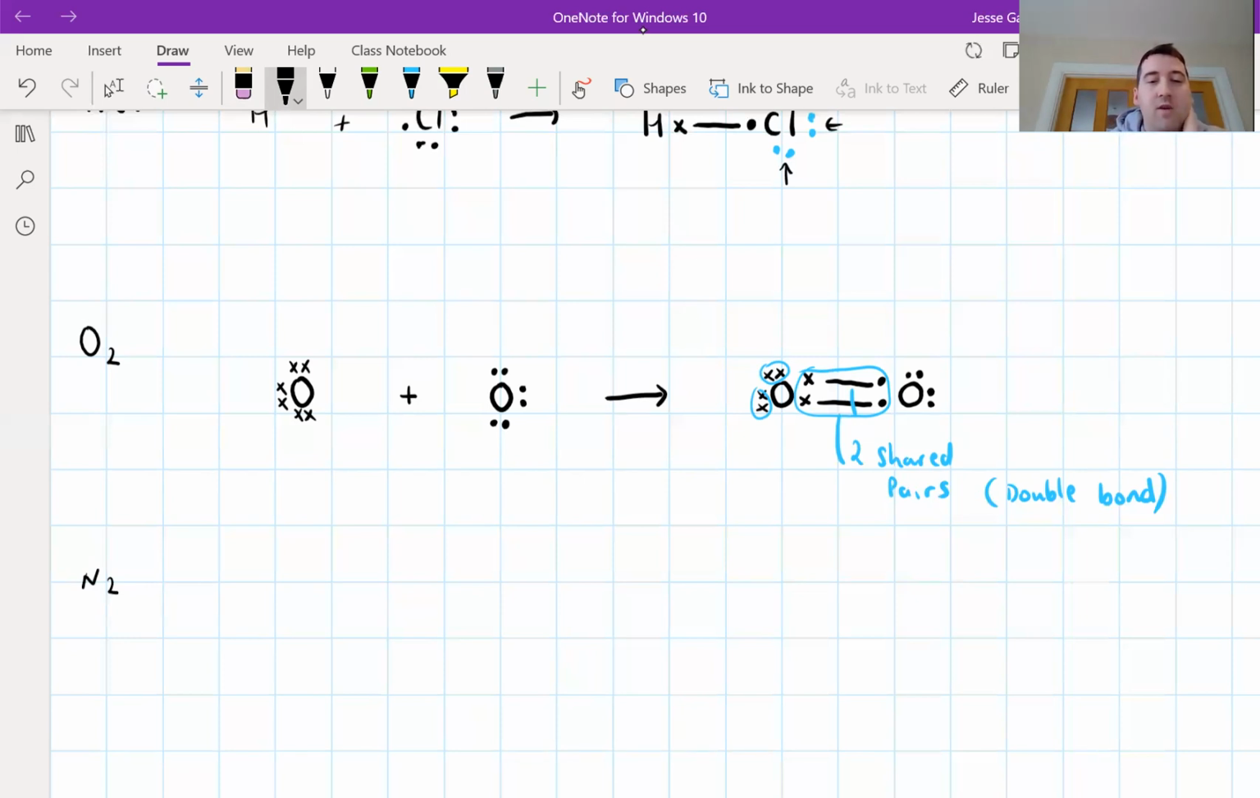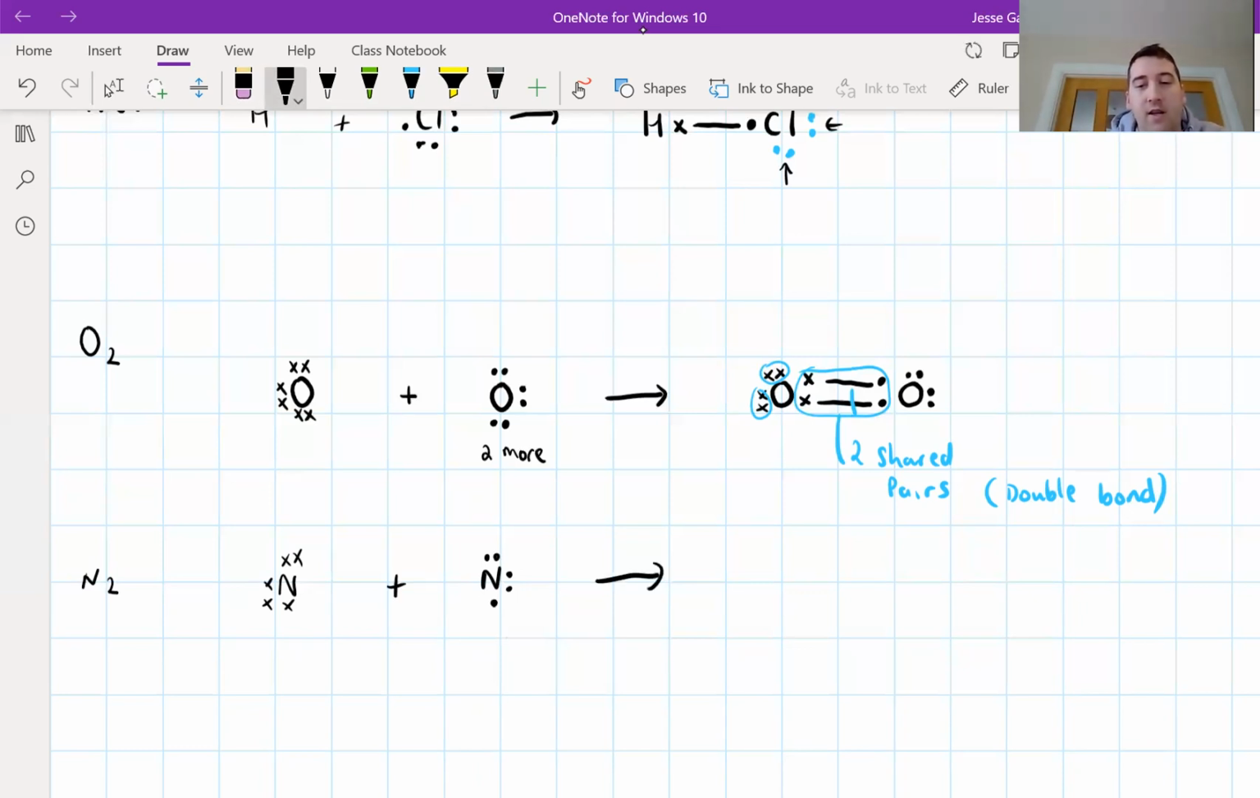Okay, so the first thing you want to do with the 2 nitrogens is draw their valence electrons. Nitrogen is in group 5, which means it's got 5 valence electrons. So 1, 2, 3, 4, 5. Now remember, they need 3 more each. They wanted 3 more each, so if they want 3 more each, then we're going to share 3 pairs of electrons.